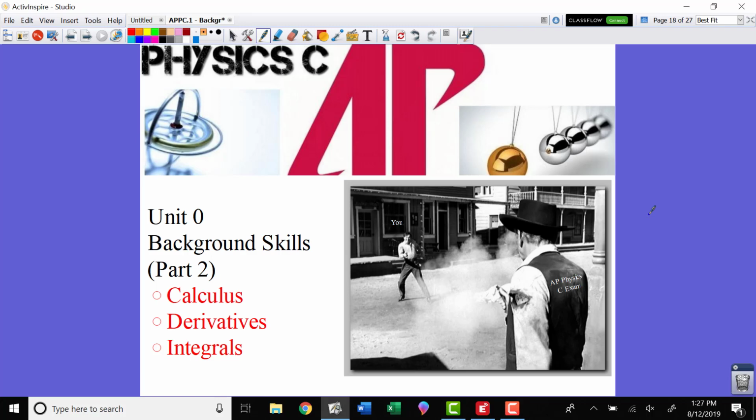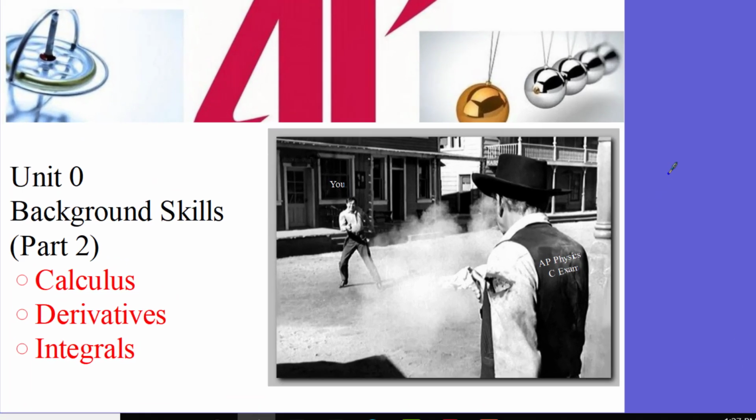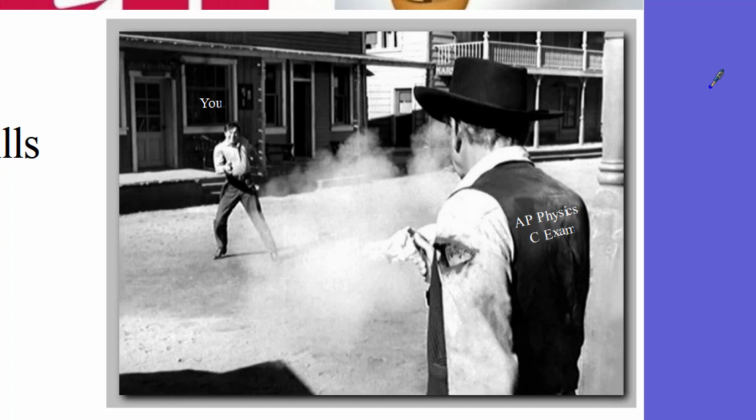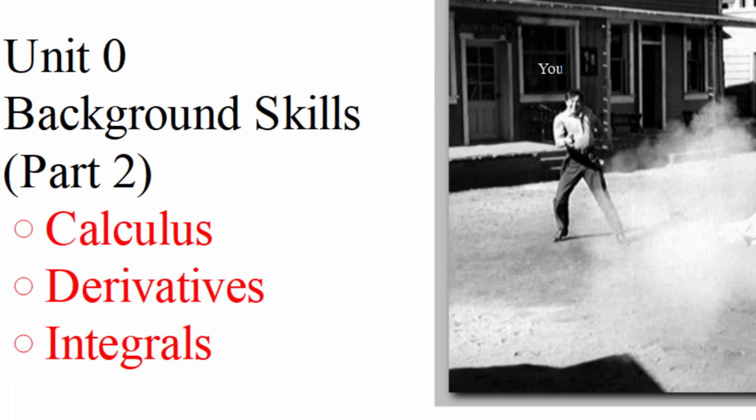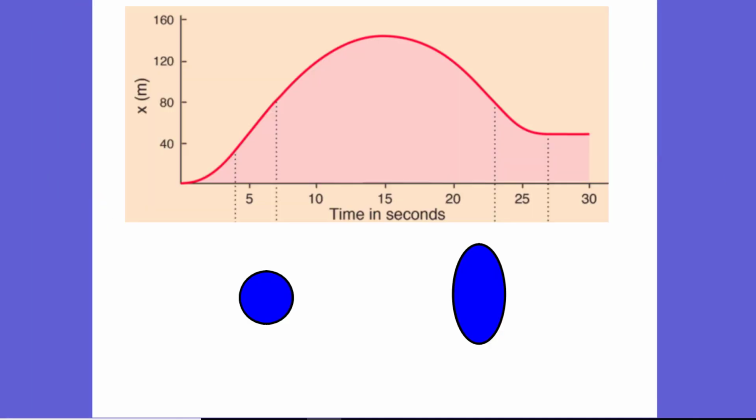Hey, this is Mr. Aiden, and this is AP Physics C, Background Skills, Unit 0, Part 2, and we're going to be taking a look at a lot of the calculus today that you're going to be facing all year: how to find a derivative, how to find an integral. So let's get to it.